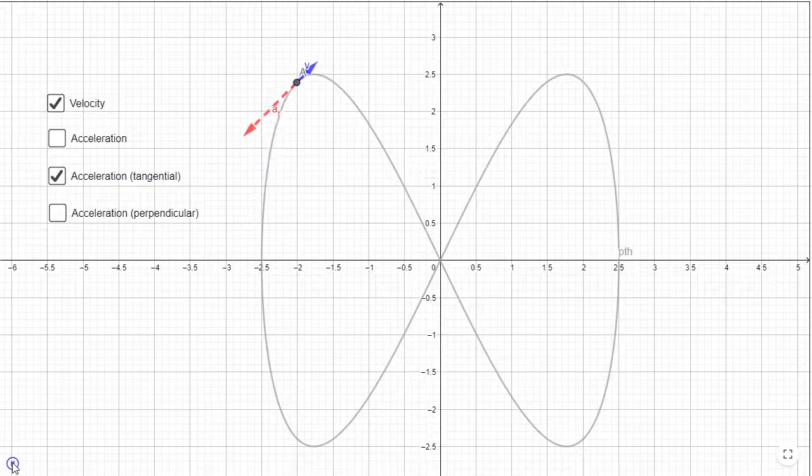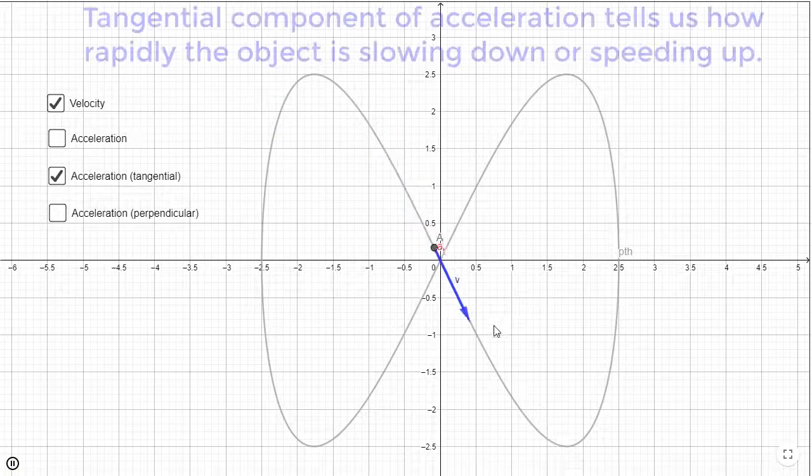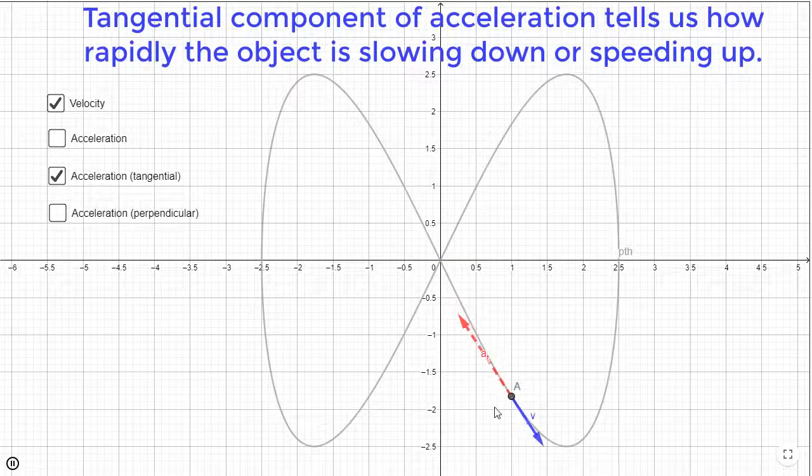Hence, this is the role of the tangential component of acceleration. It tells us how much the magnitude of the velocity is changing. The tangential component of acceleration tells us whether the object is slowing down or speeding up. Just the magnitude.